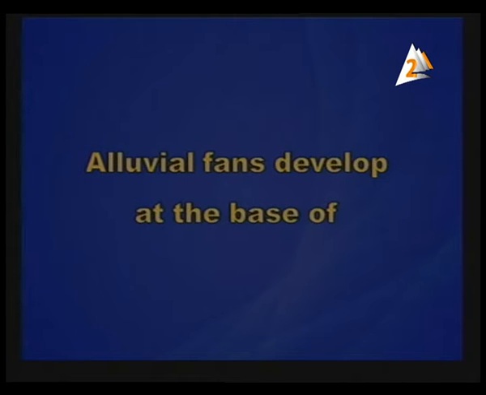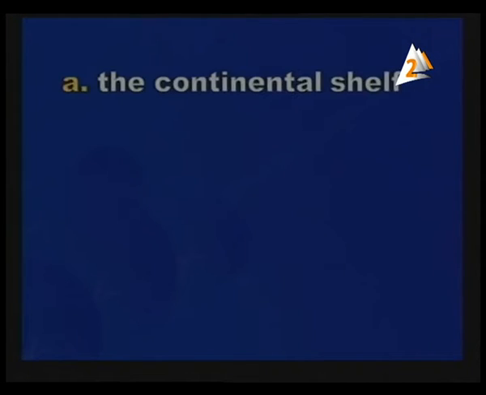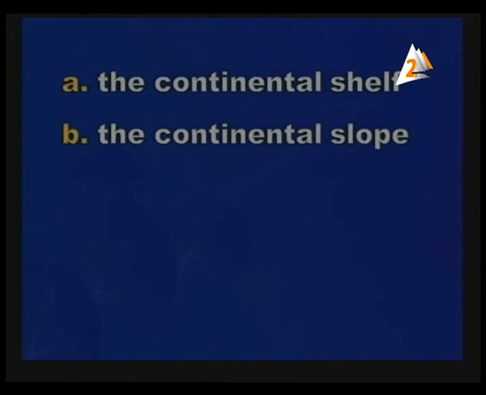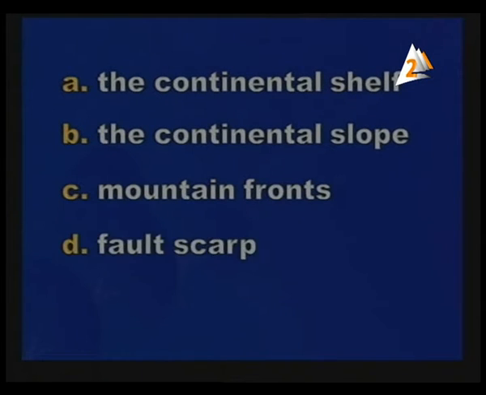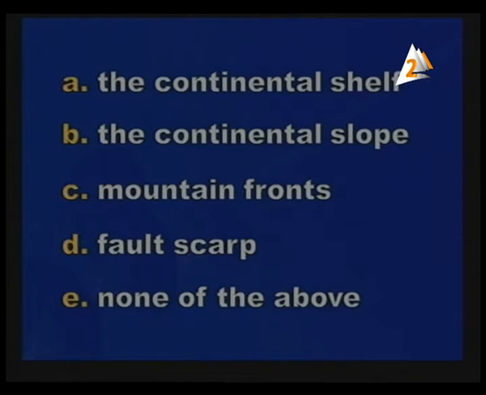Alluvial fans develop at the base of which? Is it the continental shelf, the continental slope, the mountainous front, or fault scarp, or none of the above? Yes, the right answer is the mountain fronts, where the river comes out with very high velocity and then starts to form the alluvial fan.